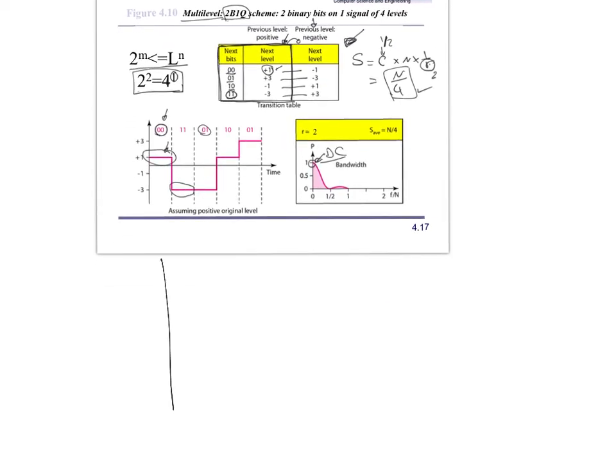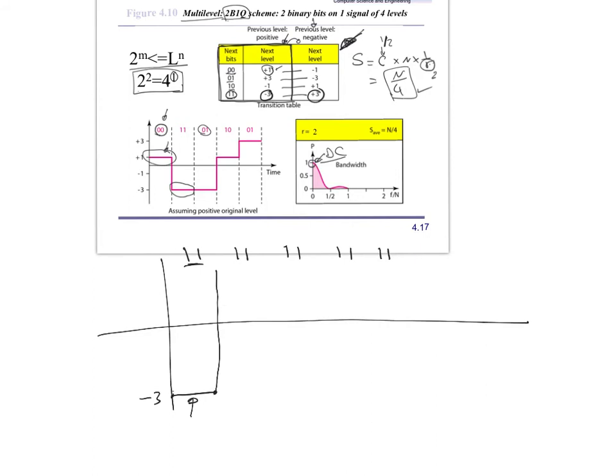If you have consecutive ones, let's see, we have 1, 1, and then 1, 1, and then 1, 1, and so on. So for the first 1, 1, we will say it's -3, so we will go -3. Then it's 1, 1. Here, because the voltage level is negative, we will have to switch to the other column. And the other column tells you that the 1, 1 is actually +3. So we will toggle to +3. And then we will toggle to -3, and then toggle to +3, and so on.